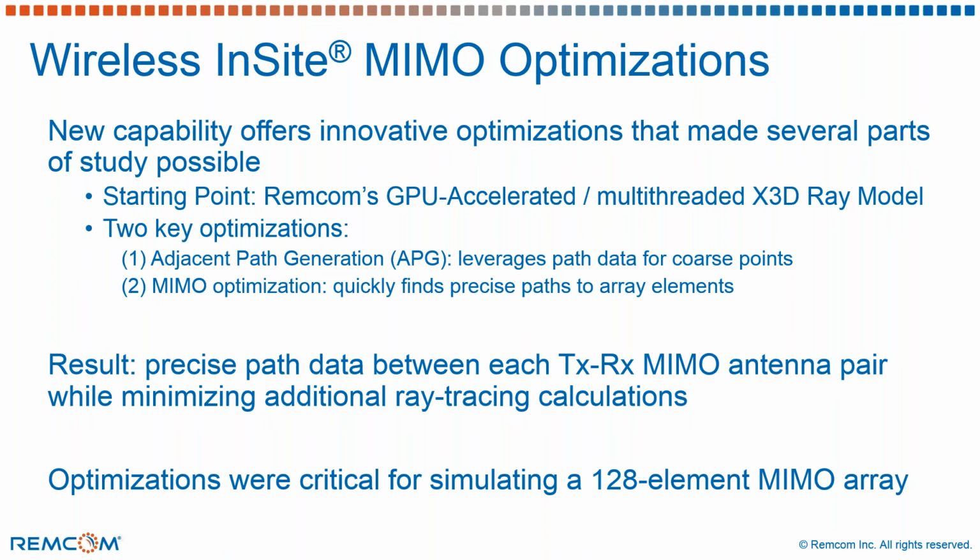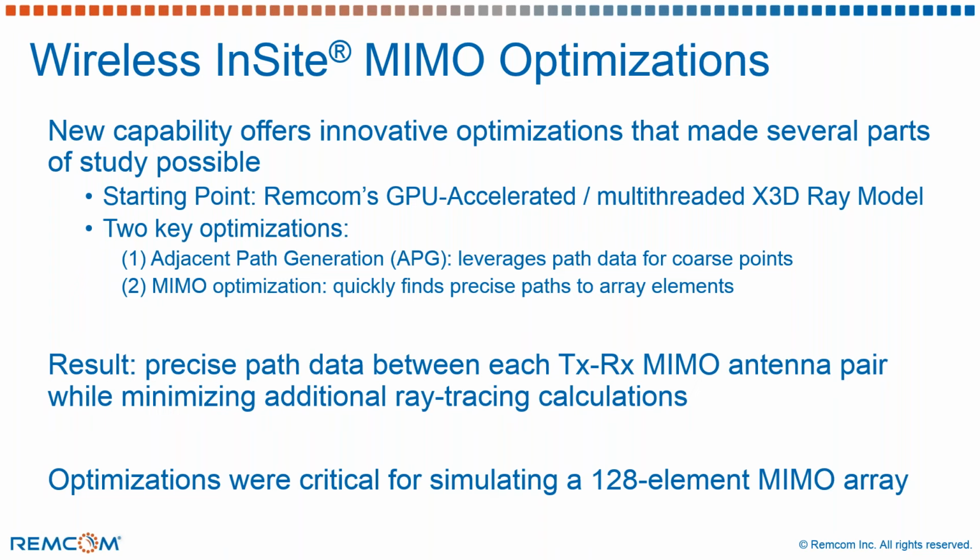We've included a number of optimizations that help to overcome this. To start with, we use our GPU-accelerated and multi-threaded X3D ray model, and then we incorporate two additional key optimizations. The first is something called adjacent path generation that calculates path data in detail for a coarse set of data and then adjusts it to the MIMO antenna positions. And we have an additional MIMO optimization that then quickly finds the precise paths to the elements of the array.